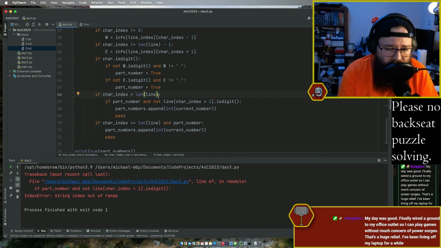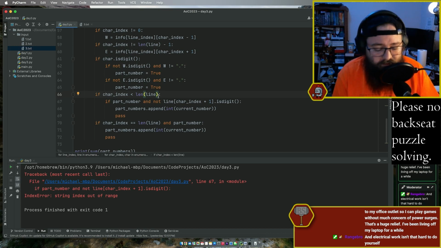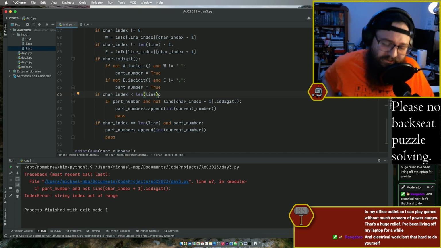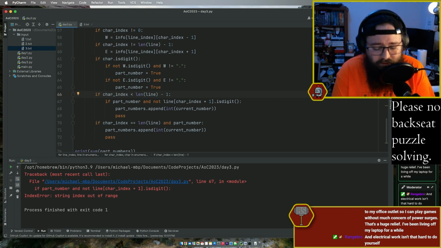Okay, why am I going out of range? I am doing this. If we are less than the length, then at the end we cannot go off the length by... my brain isn't working. Off-by-one errors. I naively just want to put a -1 there.